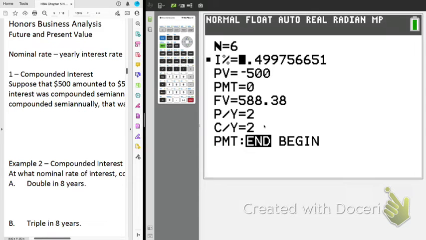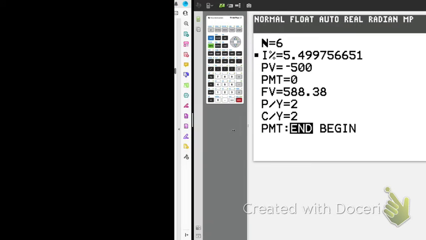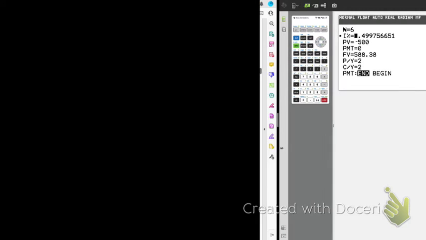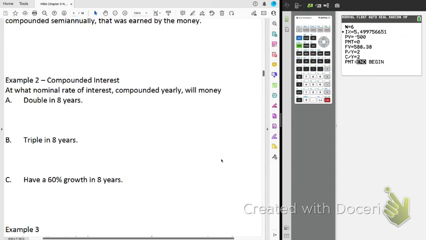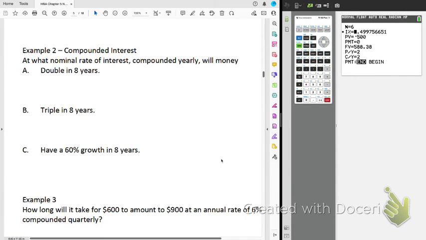So on the next one, we have a little bit less information, but let's just look at it and see if we can figure stuff out for ourselves. Okay? So it says, at what nominal rate of interest, again, I'm finding interest, compounded yearly. What's compounded yearly mean? One time a year. Will money, let's just say, double in 8 years?